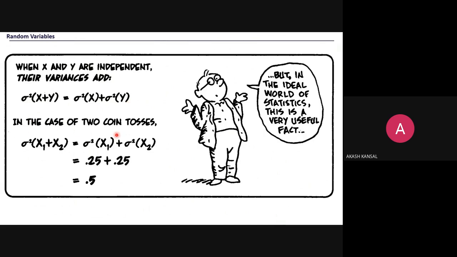Also, in the case of two coin tosses, they are obviously independent, right? There is no dependence amongst the two coin tosses. So the variance of x1 plus x2 is going to be a sum of individual variances, which is 0.25 that we saw earlier, plus 0.25, and it will be 0.5. So this is very useful: the mean formula and the variance formula for a linear combination of random events.